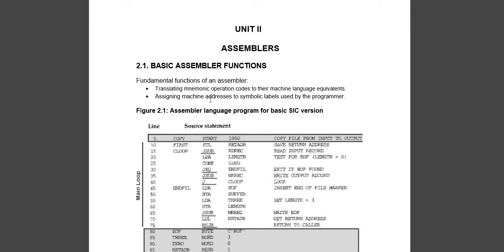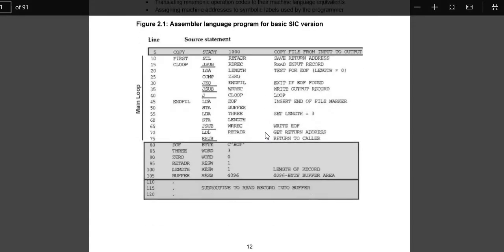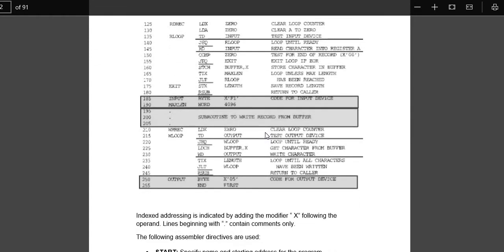Second, assigning machine addresses to symbolic labels used in the program. So the assembler assigns addresses to the mnemonic codes. Suppose JSUB is assigned 15 in the memory. 15 is the relative location. Suppose you start from 000, then it will be on 15. Suppose you start from 5000, then it will be on 5015. So it is relative to the starting location. You will see more about it in program relocation, and I have created a video based on that. If you don't understand, you can refer to that. Next, let's move on. This is just proved with an example.